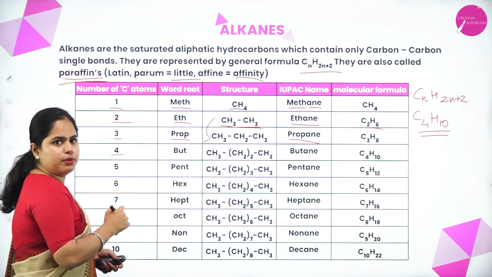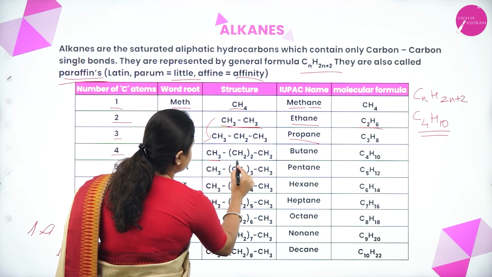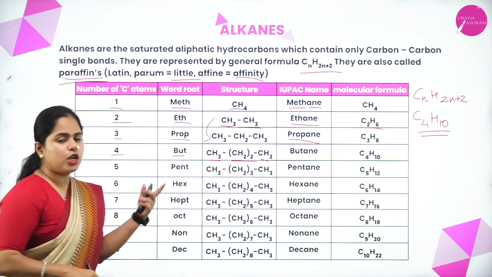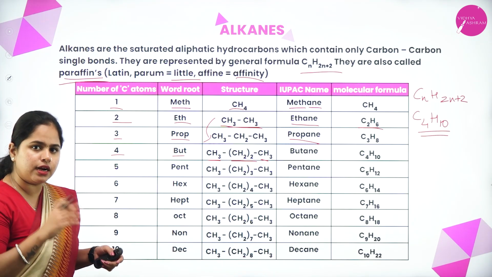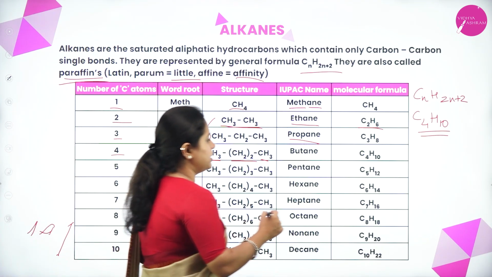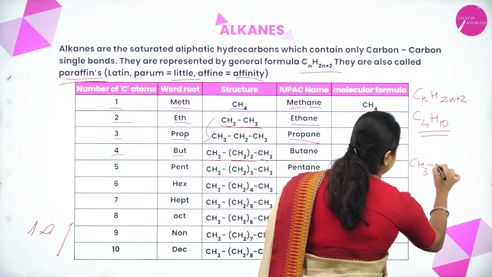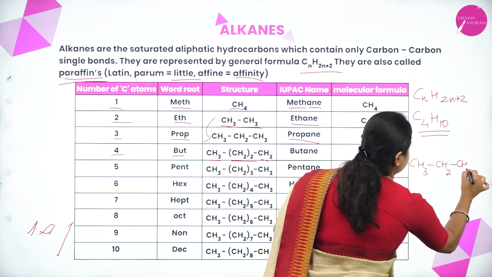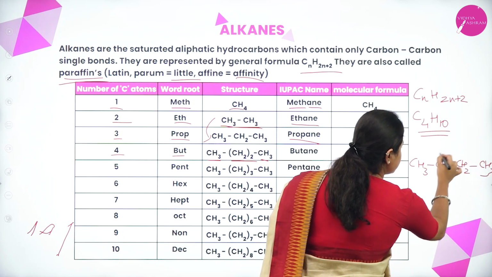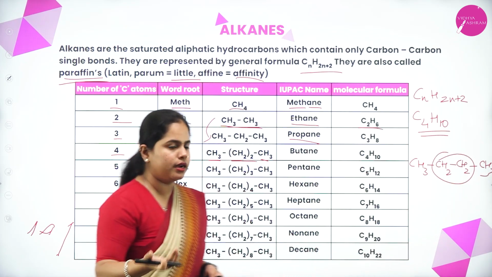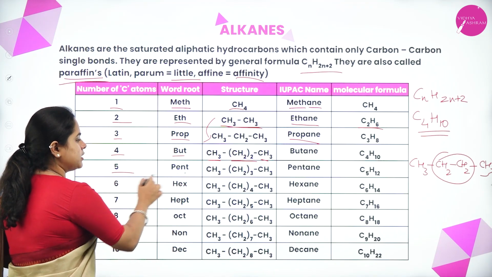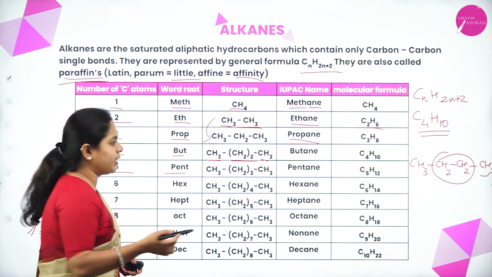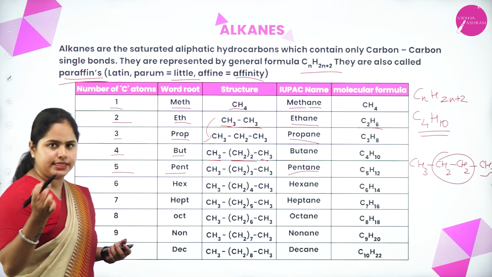Next one is 4 carbon atoms, it is but, CH3(CH2)2CH3. Now why is it written CH2 twice? Instead of expanding it and writing, we can condense it and write it in this form. That is CH3, CH2, CH2, CH3. So these two CH2s can be combined and written as (CH2)2. That's it. Okay. Next is 5 carbon atoms, root word is pent, so the name of the alkane will be pentane, right?